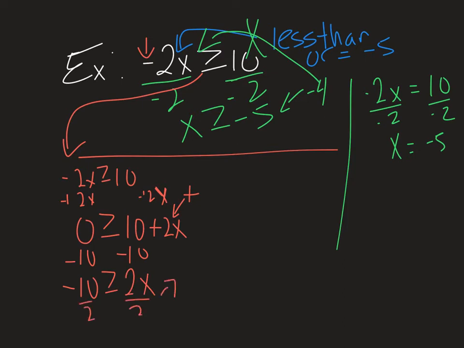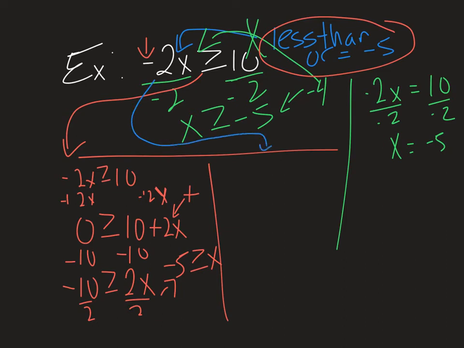Therefore, x is going to be, or I guess I should write it the same way we have it here, just for emphasis. Negative 5 is going to be greater than or equal to x, which makes sense with our thinking up here. The other option is to solve as you normally would. However, just keep in mind that if you divide by a negative, you have to flip the sign. So if we have negative 2x is greater than or equal to 10, we're going to divide by negative 2.